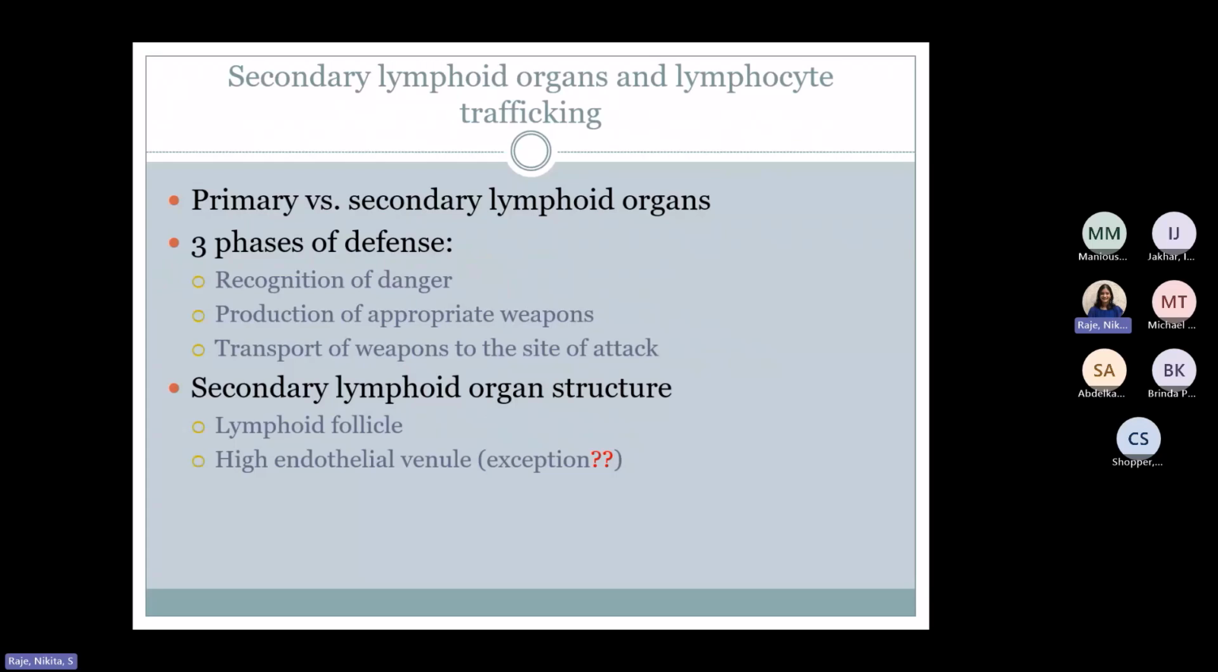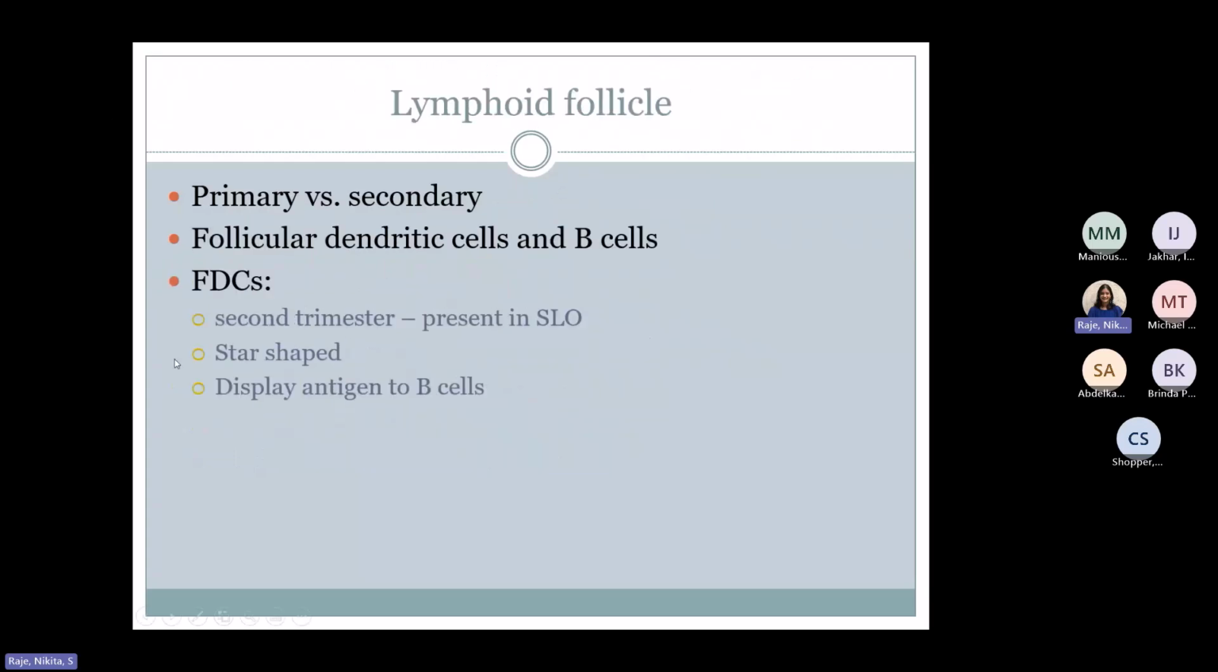So let's talk about the secondary lymphoid organ. Again, the main, important structure of the secondary lymphoid organs is a lymphoid follicle. And there is a structure called high endothelial venule in most of these secondary lymphoid organs except one organ. We'll come to that information in the following slides. So let's talk about the lymphoid follicle. When you hear about lymphoid follicle, we are talking about B cells. There is a primary lymphoid follicle and a secondary lymphoid follicle.